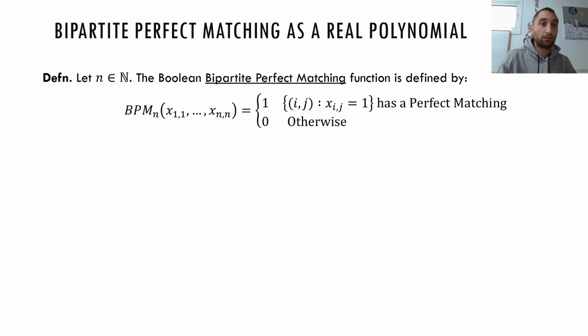Okay, so we're now ready to present our first result. Consider this Boolean function, BPM, which represents the decision problem of perfect matching. That is, it outputs 1 if and only if the input graph contains a perfect matching of order n. In other words, this is the logical permanent. So our first theorem is a characterization of this function as a multilinear polynomial over the reals.